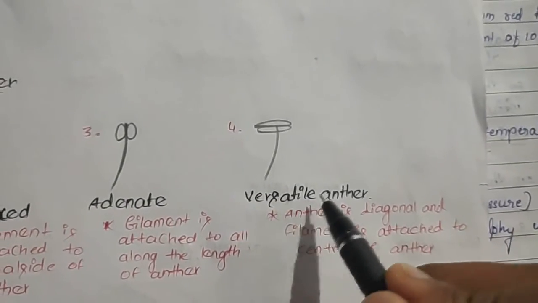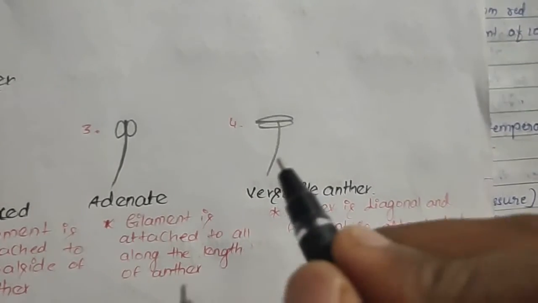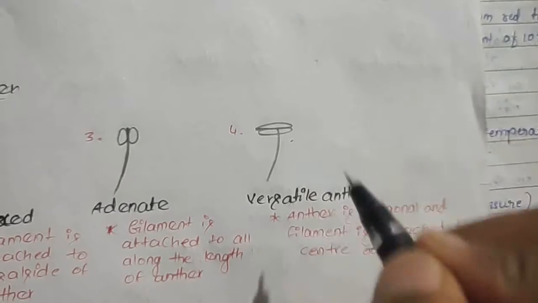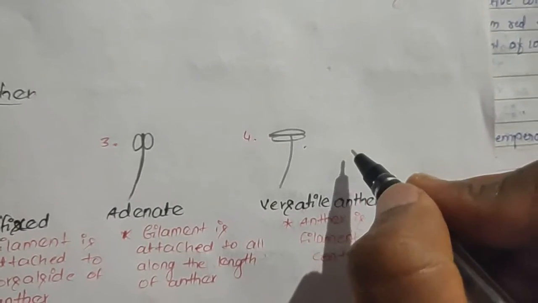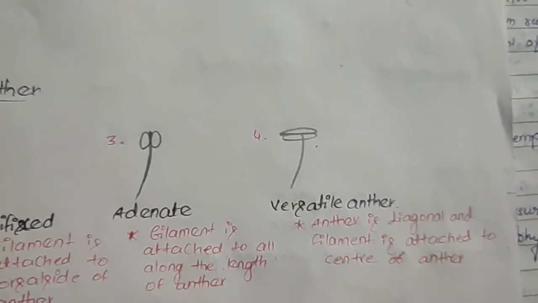And fourth one, the versatile anther. In this anther, the anthers are diagonal and the filament is attached at the center of the anther. This type of versatile anthers are the characteristic feature of anemophilous flowers. Anemophilous means the flowers which are pollinated by the wind.